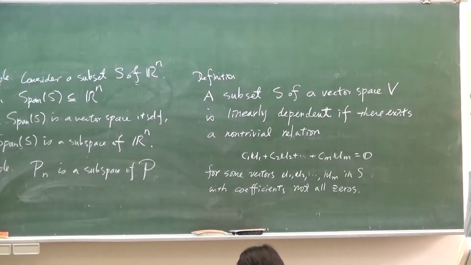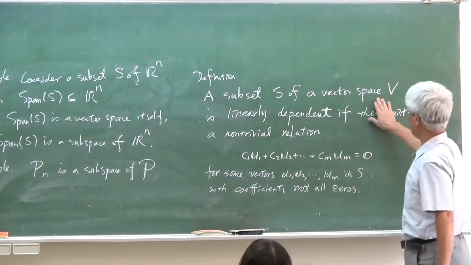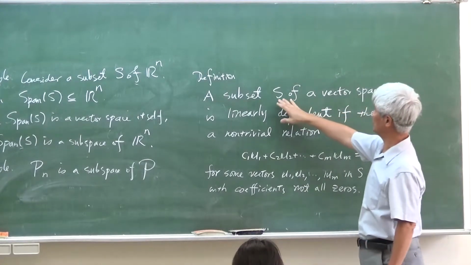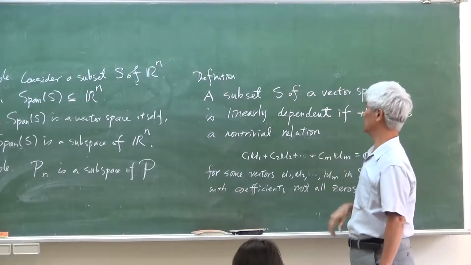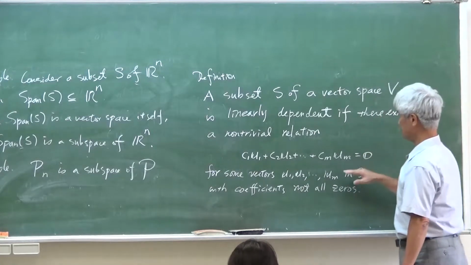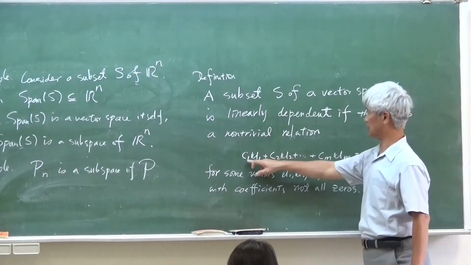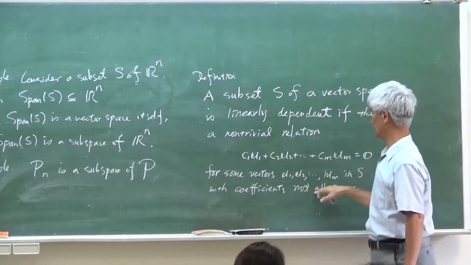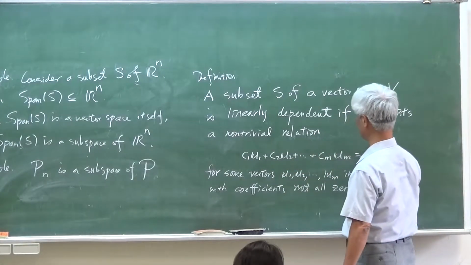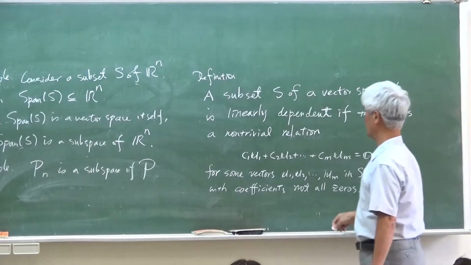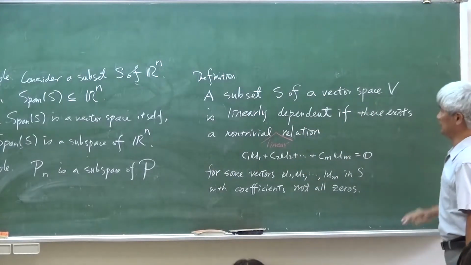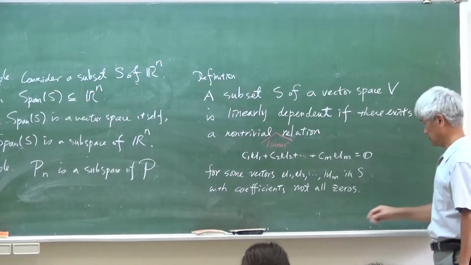So we define linearly independent subsets. Suppose we have a vector space V, and S is just a subset. Then we call this subset linearly dependent if we can find some vectors in S that have a non-trivial relation, meaning the coefficients c1, c2, up to cn are not all zeros. So if we can establish a non-trivial linear relation like this one, then we call S linearly dependent.